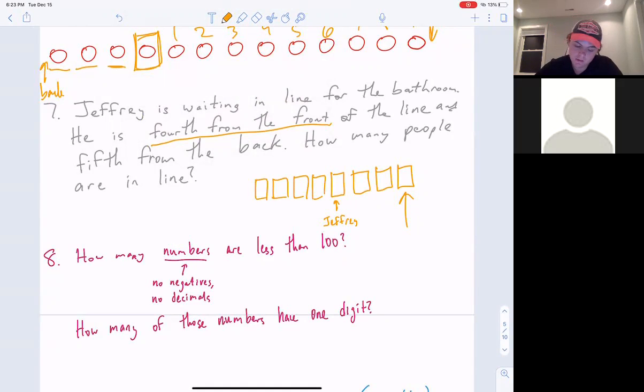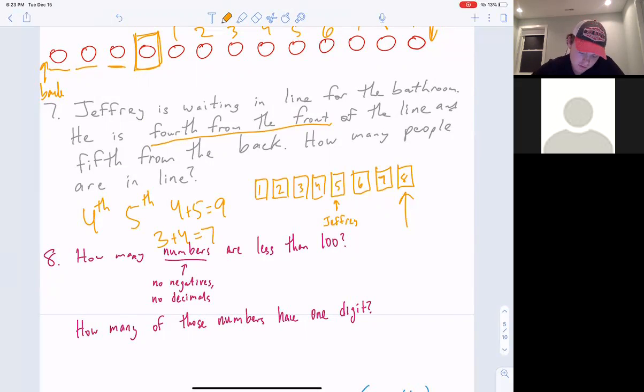How many people are in line? Let's just count them. 1, 2, 3, 4, 5, 6, 7, 8. Okay. Now you might have, when you tried to solve this question, and I hope you did, said he's 4th from the front and 5th from the back, and so 4 plus 5 is 9. Or you might have said he's fourth from the front, so there's 3 people in front of him. He's fifth from the back, so there's 4 people behind him. And so the answer is 7.